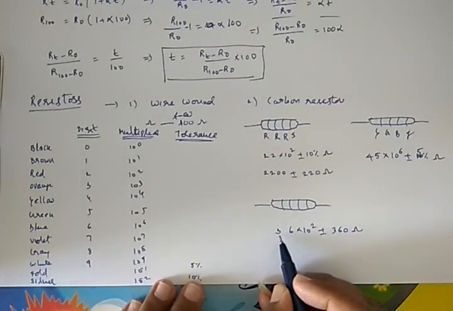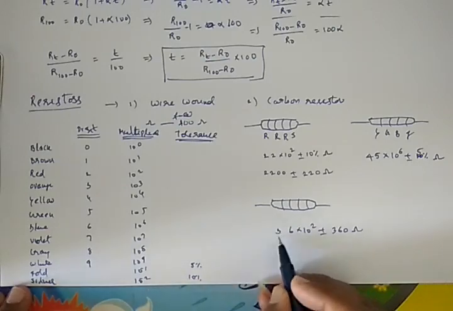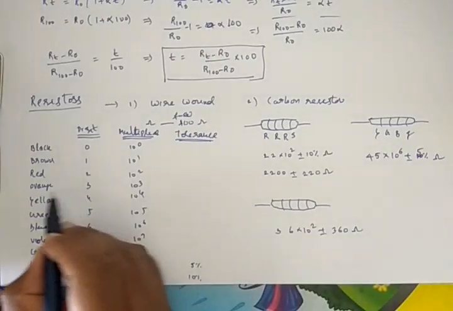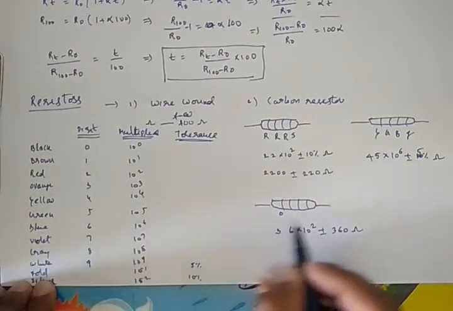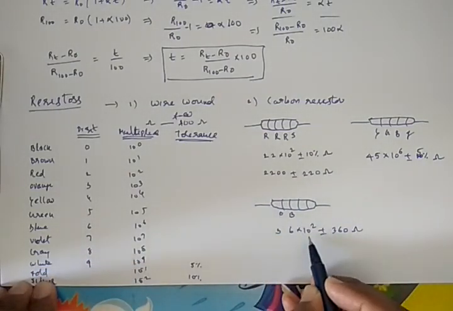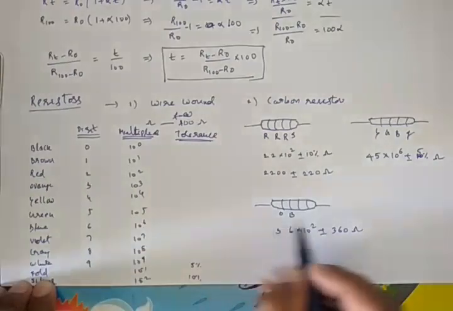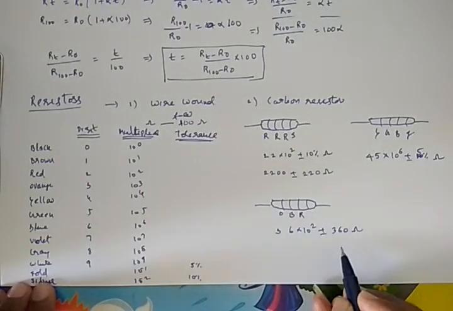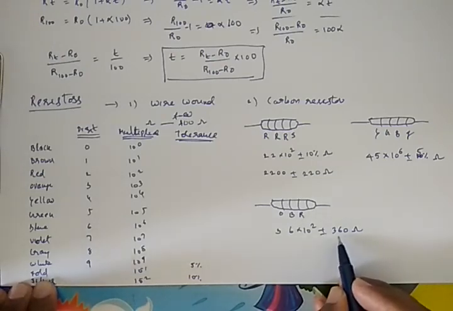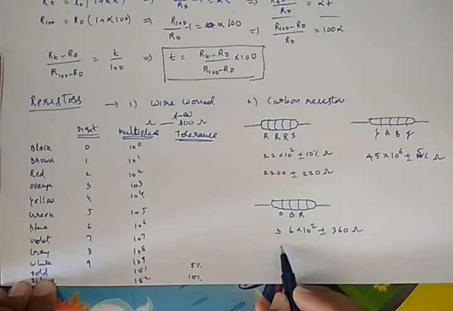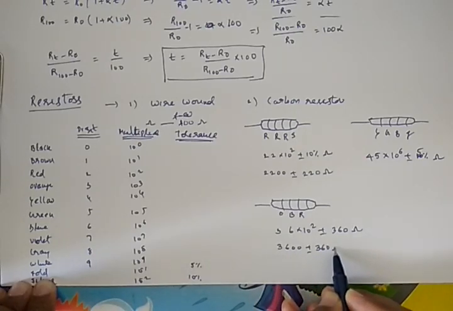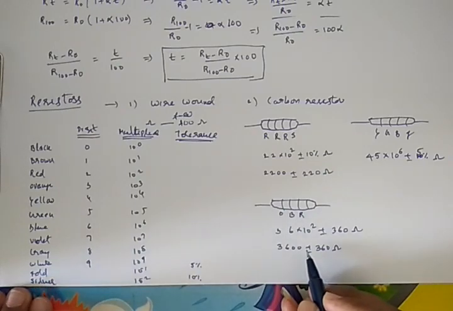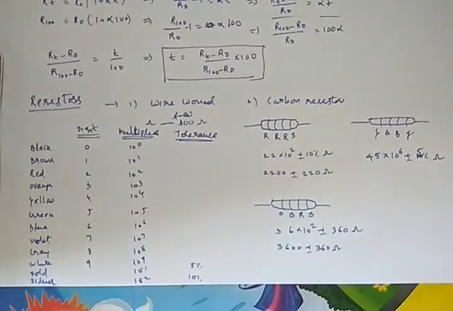Let us write down this part. These are the two significant figures. 3 means the color must be orange. 6 means the color must be blue. Then the multiplier is 10 power 2, which means red color. Then look at the tolerance: it is exactly 10%, because this value is 3600 plus minus 360 ohm, which is exactly 10% of this. 10% means it must be a silver color.